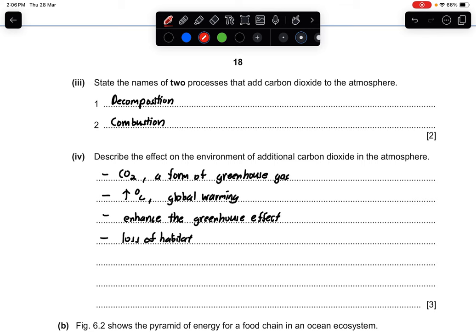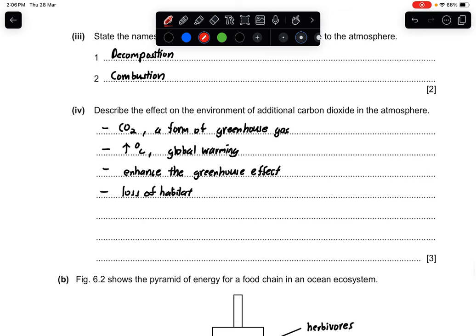Very simple: decomposition, combustion is burning. Once you burn stuff, you release CO2 to the surroundings. One more is respiration. And part 4, they say describe the effect on the environment of additional CO2 in the ecosystem or in the atmosphere. So I think this is very common sense. What happens if there's a lot of CO2 in your surroundings? Because CO2 is a greenhouse gas, and once the greenhouse gas reaches the atmosphere, this will trigger global warming. This is how you link.